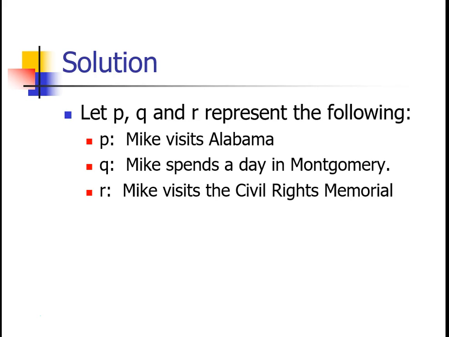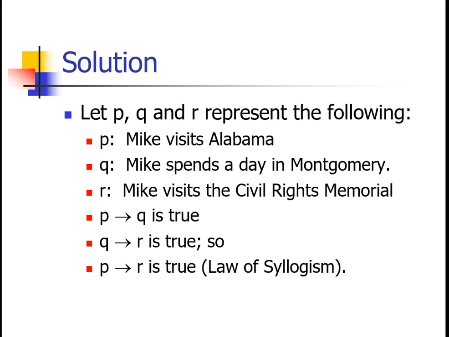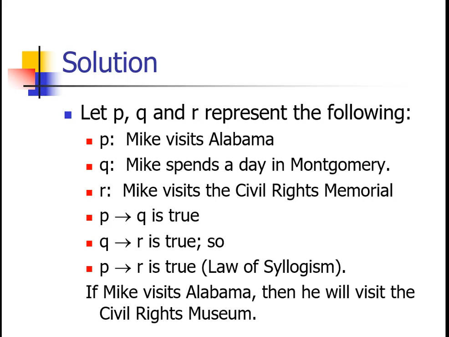So we have it set up just right for the law of syllogism. Since if P then Q is true, if Mike visits Alabama, then he spends a day in Montgomery. That's true. And if Q then R is also true, if Mike spends a day in Montgomery, then he will visit the Civil Rights Memorial. So you can conclude by the law of syllogism that if Mike visits Alabama, then he will visit the Civil Rights Memorial. That's what I hope you grew.